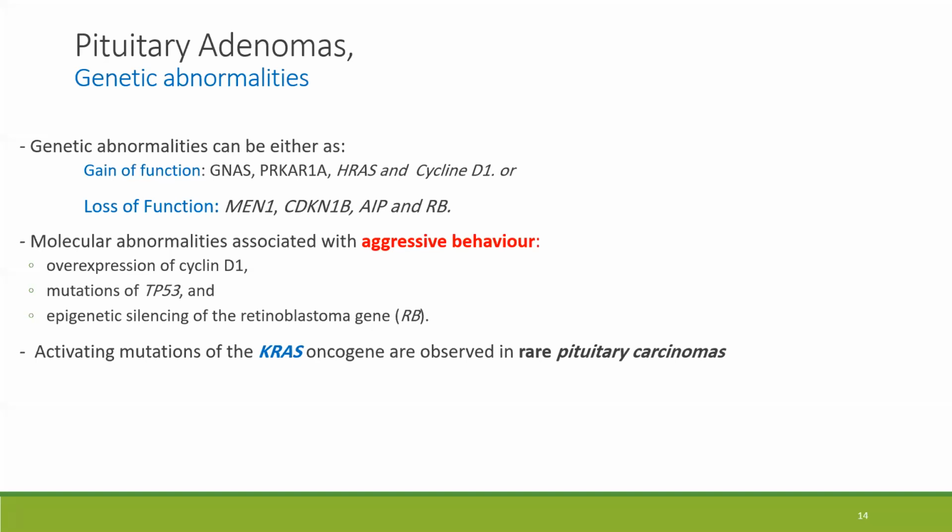So what you need to learn in molecular or genetic abnormality is that it's seen in 5% of adenoma. The ones that are important, which are linked to aggressive behavior, are cyclin D1 and P53. The one that is related to the rare type of carcinoma, or pituitary carcinoma, is connected to the KRAS mutation. So KRAS is in carcinoma; cyclin D1, P53, and the retinoblastoma gene are in aggressive adenoma. This is important actually.